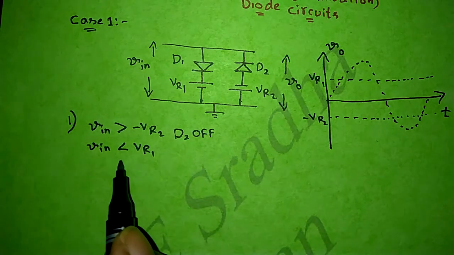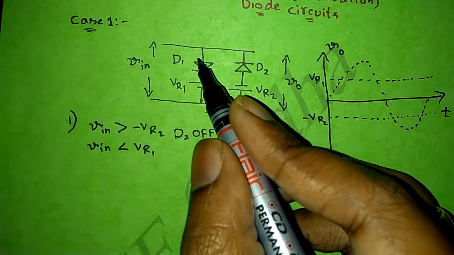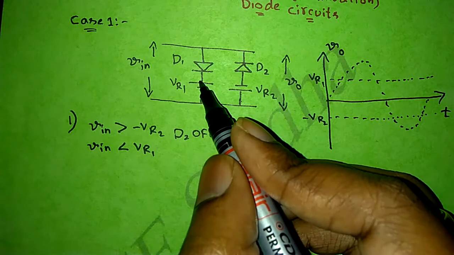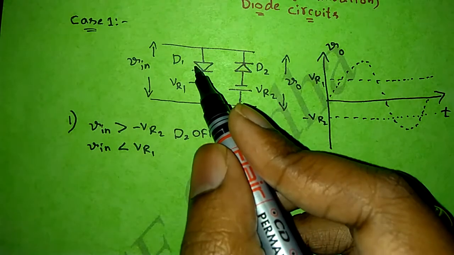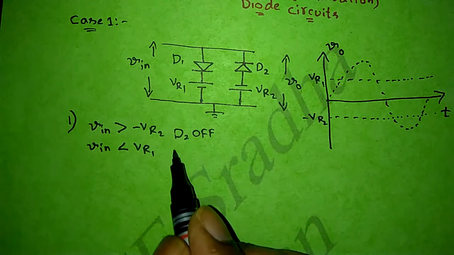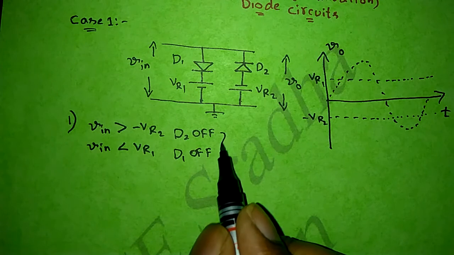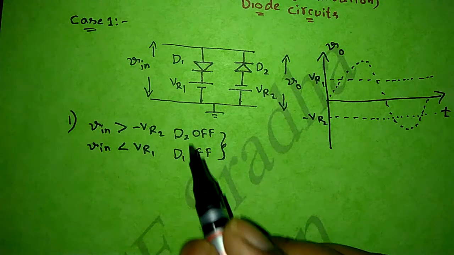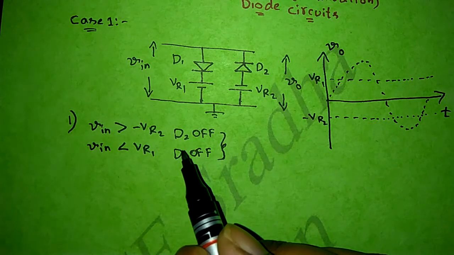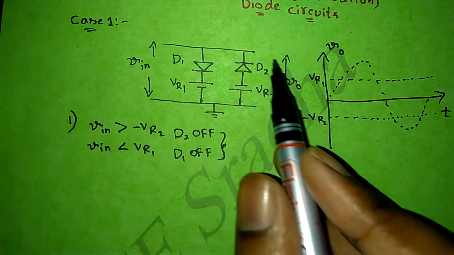Next, V in is less than VR1. If we apply the same condition here, the anode voltage is less compared to the cathode voltage. So this diode also enters into reverse bias and acts like an open circuit. That means D1 is also off. So from this we can say that both diodes are open circuited. That means there is no effect of reference voltages on the output.